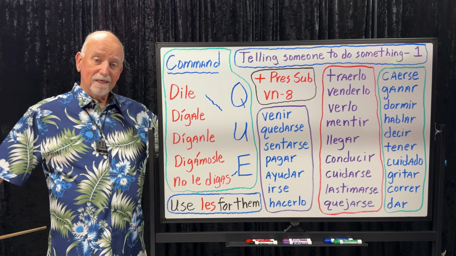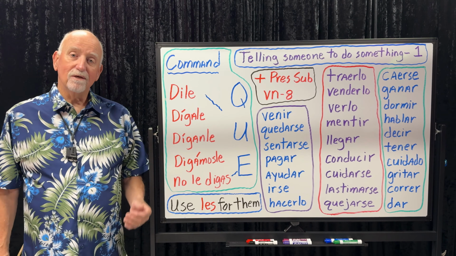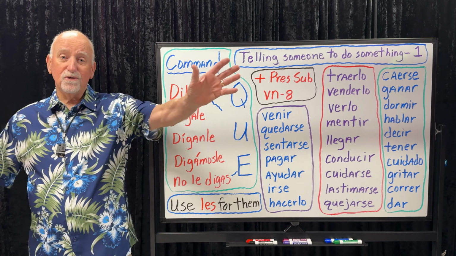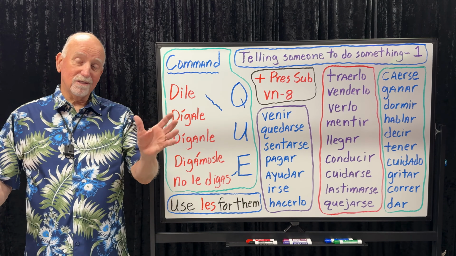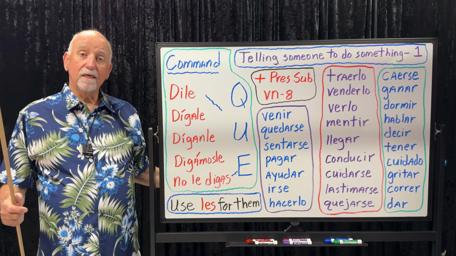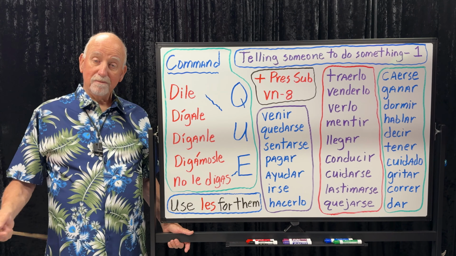Hacerlo, to do it. Tell her to do it. Dile que lo haga. Tell him to do it. Dile que lo haga. Tell them to do it. Diles que lo hagan. Cluster 2. Let's remain a cluster buster. Traerlo. It's a go verb. Tell him to bring it. Dile que lo traiga. Tell him to bring it to me.